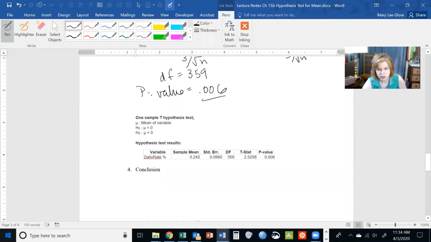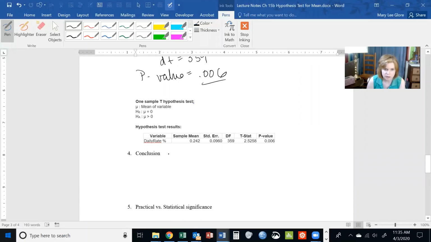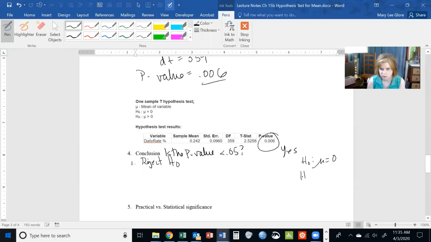So what does that mean? What's my conclusion? Again, I need to ask myself, is the p-value less than 0.05? This time, it is, way less. So we've got a lot of evidence for the alternate. Now I'm going to have three yeses: I'm going to reject the null. The null was that mu equals 0. The alternate was that mu is greater than 0. So I'm rejecting the null, which means I don't think the average return in percent is 0.